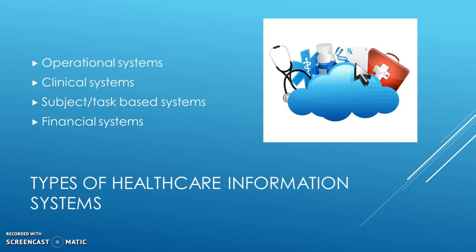There are 4 types of healthcare information systems. The first is operational systems, which are used for easy classification of information. The second are clinical systems, which are used for managing patient details on an administrative level. And as you remember, we learned more about these last week. The third is subject or task-based systems. An example of these are EMRs, which are electronic medical records, which we learned about in our last module. And the fourth are financial systems, which are used for tracking revenue and managing billing submissions.